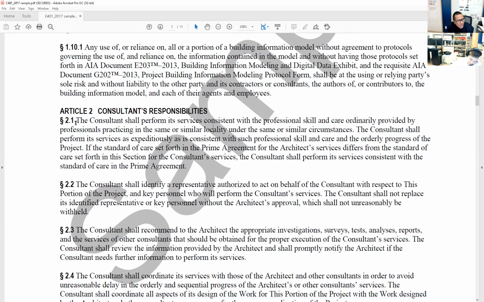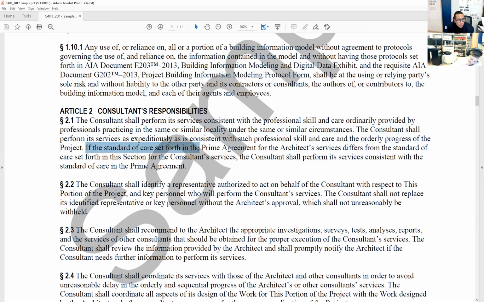So section 2.1, the consultant shall perform its services consistent with the professional skill and care ordinarily provided by professionals practicing in the same or similar locality under the same or similar circumstances. That is the consultant's standard of care. You don't necessarily put a standard of care of your own on them. You tell them you're practicing within your own standard of care. Period. The consultant shall perform its services as expeditiously as is consistent with such professional skill and care and the orderly progress of the project.